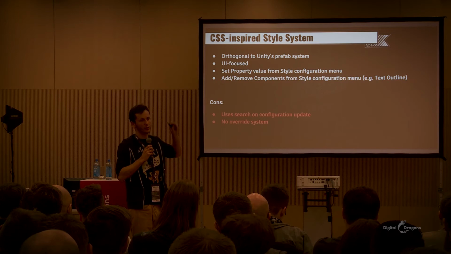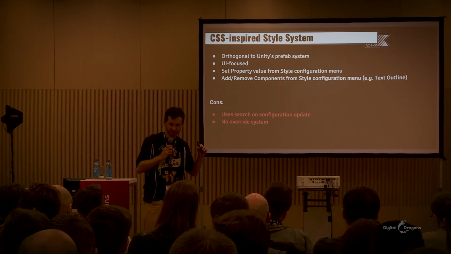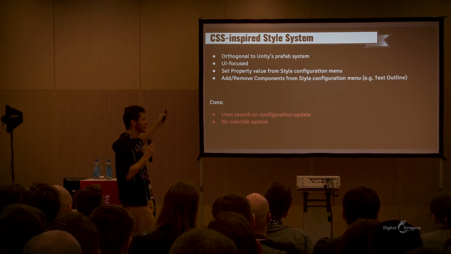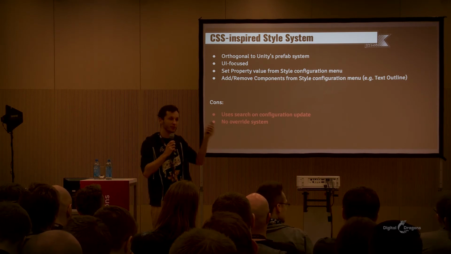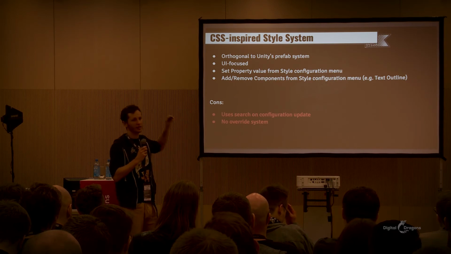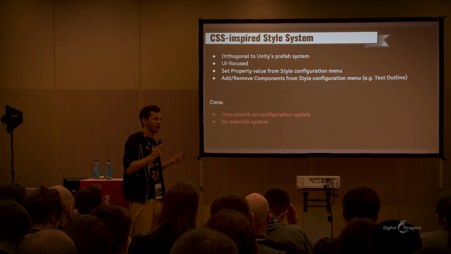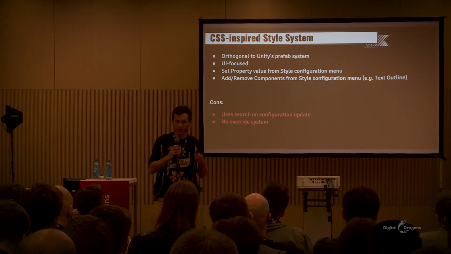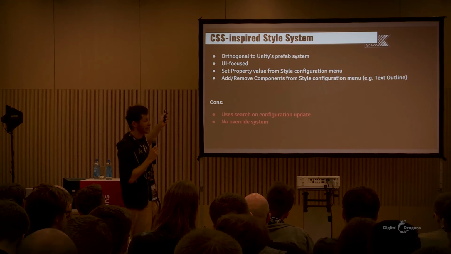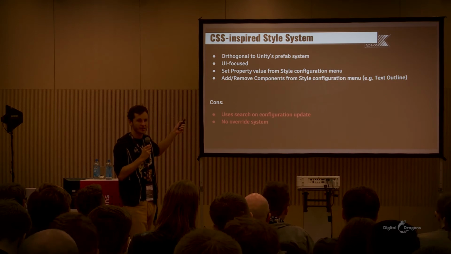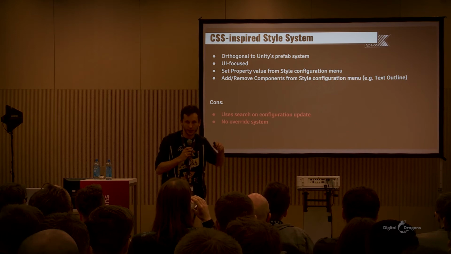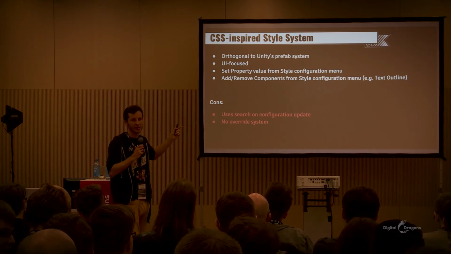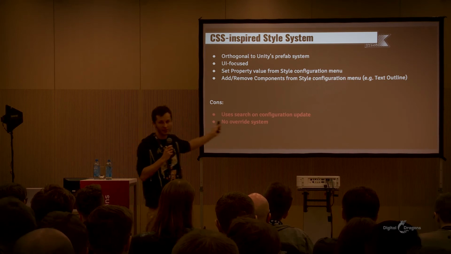So we make a style configuration for a specific element, for example, a text element. Then we set the properties there, like type of the font, size, and so on. We can also add some components, like outlines or shadow. Then this configuration has a name. We do this in edit time, of course.